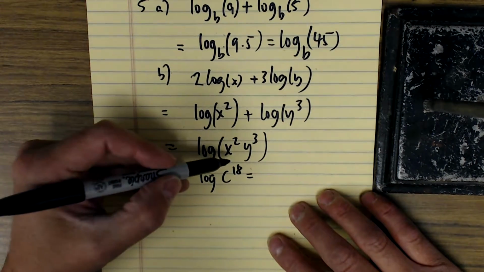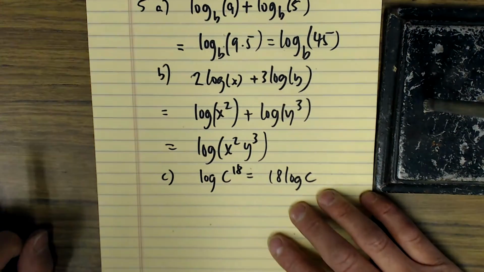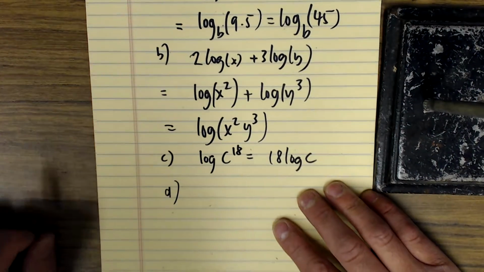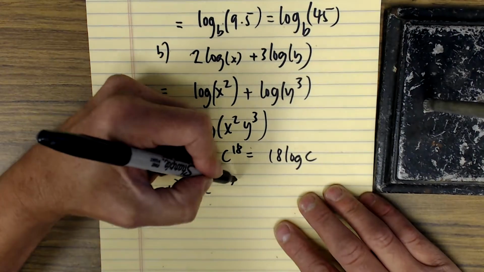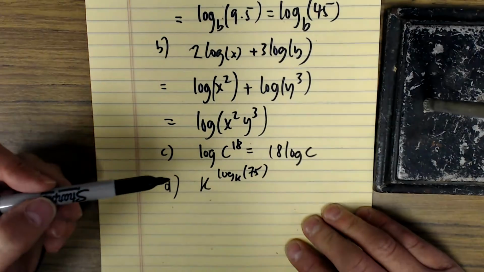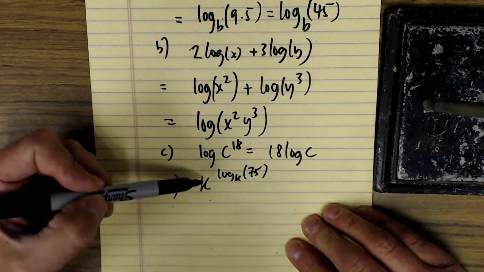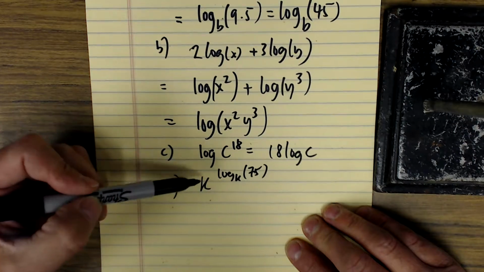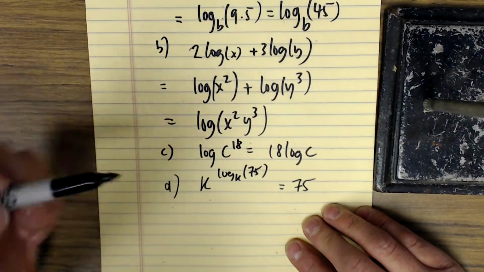Well, we're just going to use that power property and bring it down, and that is that. And then simplify this. This is an inverse property of logarithms. This is a really important property of logarithms and exponents, and we use this all the time. So this is k raised to the log base k. These two cancel each other out, so we're left with 75.